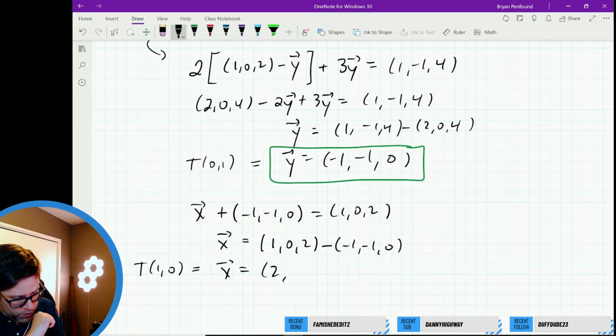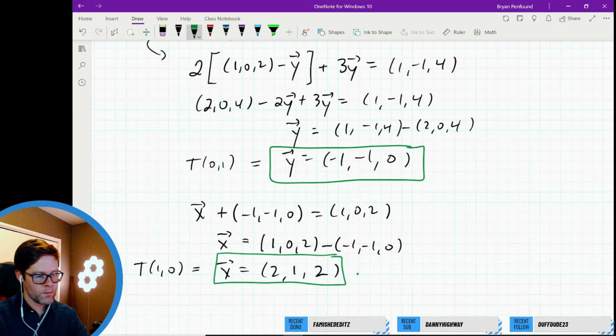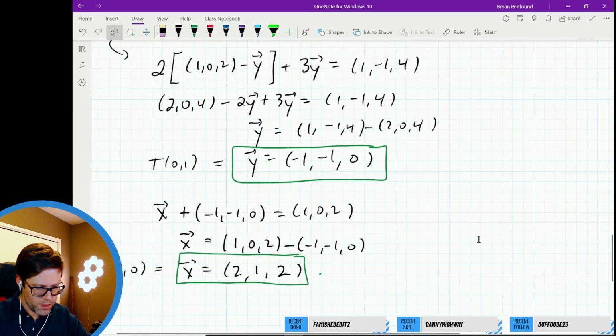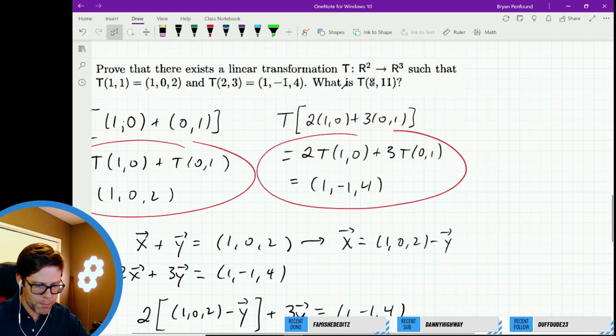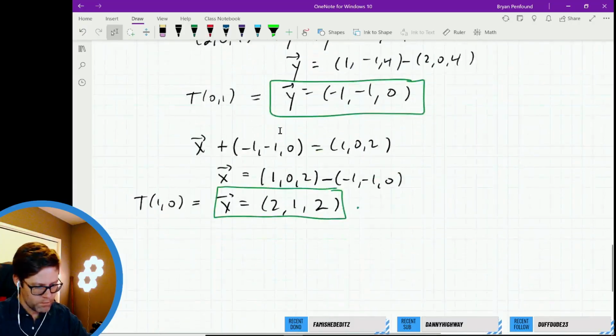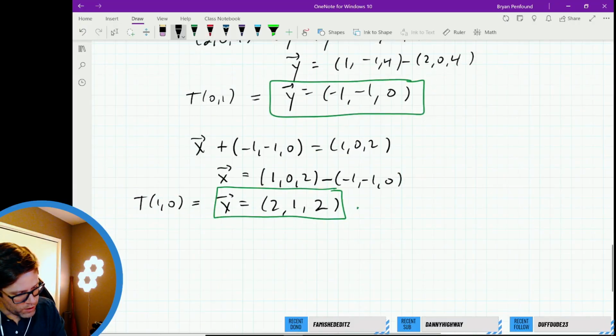Brain work. Okay, so 2, 0 plus 1, and then 2 take away 1. So that's that. All right, so with those two pieces of information, we should be able to answer the second question, which is: what happens to (8, 11)? So part 2 of this question is what happens to T of (8, 11)?